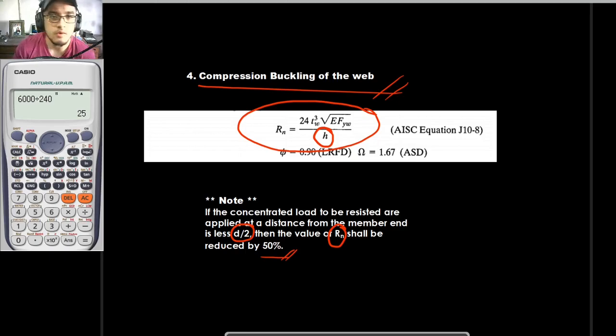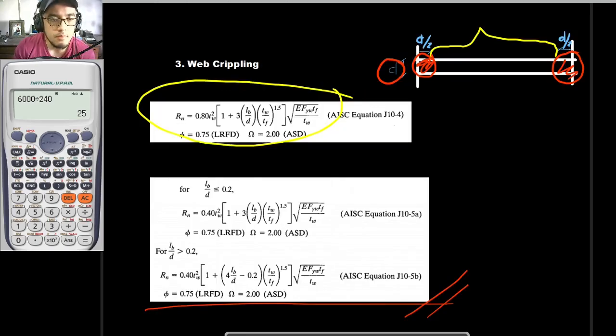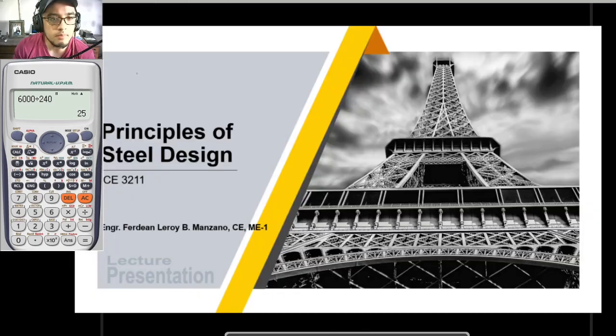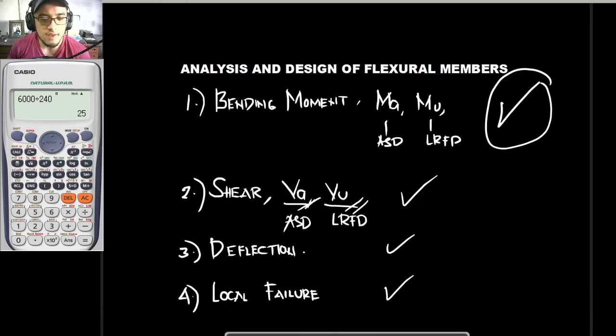Yes, sir. Okay. So, teka, balik lang natin. Recap. So, kapag magdi-design kayo ng flexural members nyo, ito yung mga take into consideration nyo. So, yung bending moment. Nagawa na natin to sa isang pre-recorded lecture, yung meron tayong lateral torsional buckling, meron tayong zones, meron tayong plastic moment and whatnot. Then after that, kung adequate na siya, i-check nyo din siya for shear.